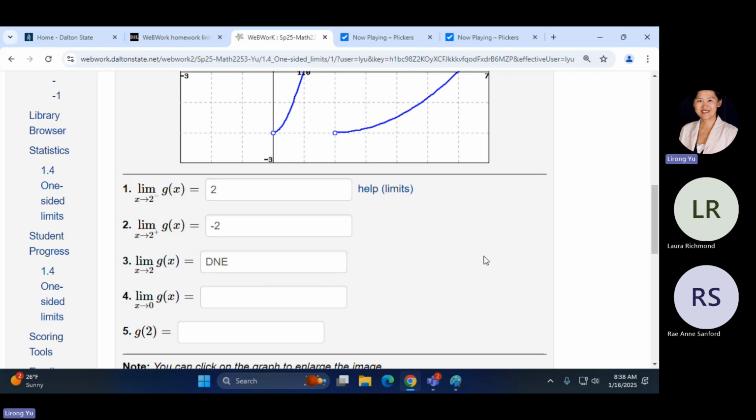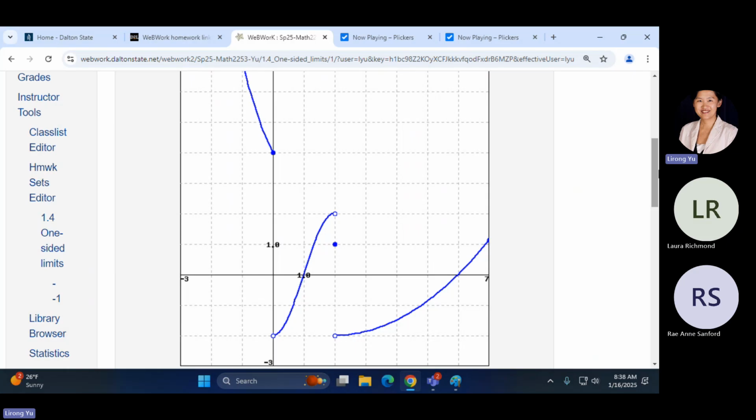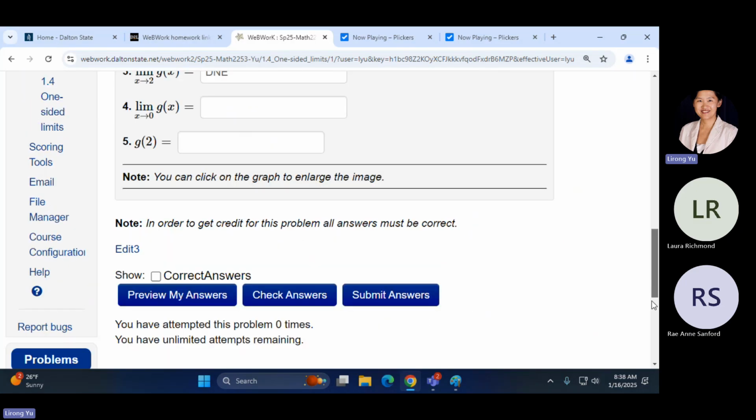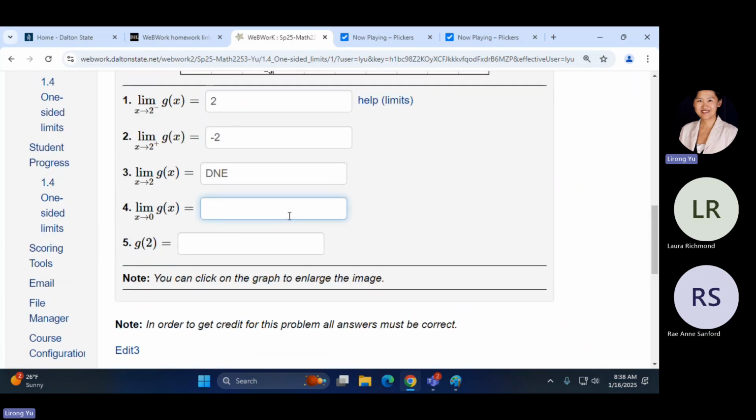Question number 4 is to find the limit when x is approaching 0, and then we go back to the graph. At 0, on the left side it's going to 4. On the right side, what is it? It's -2, right? So they're not equal. Therefore, the limit does not exist. So we will answer D and E for the limit at 0.